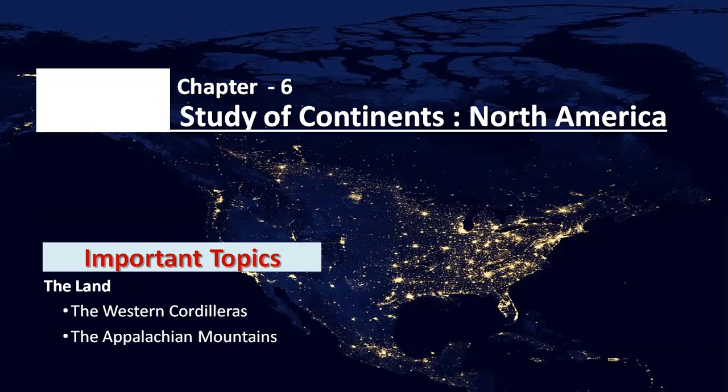This is the second part of chapter 6, study of continents, North America. In this video, the important points which we are going to discuss are the land divisions of North America. In that, particularly, we will discuss the Western Cordilleras and Appalachian Mountains.